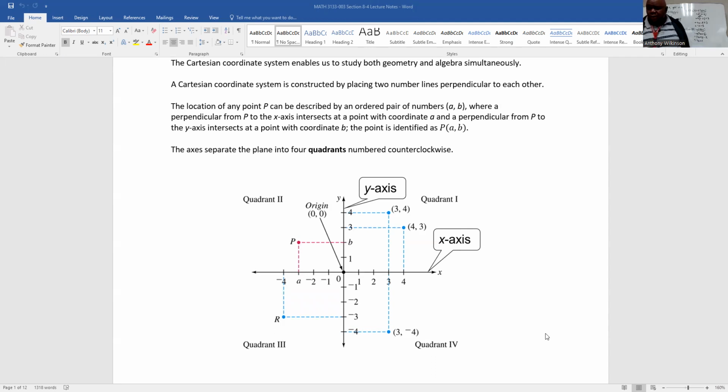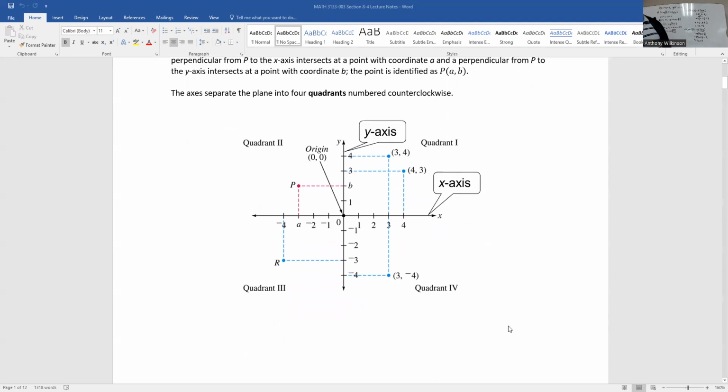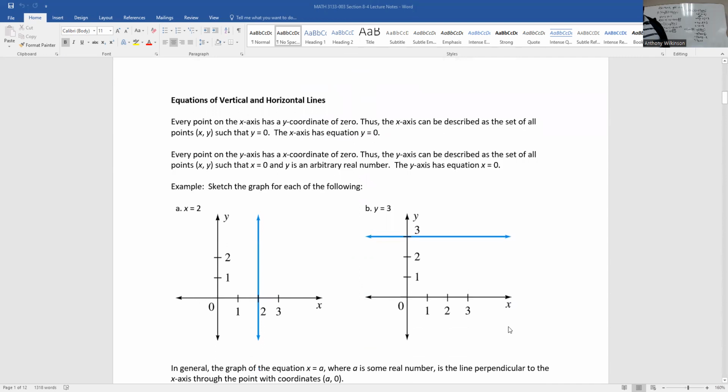Okay. Questions about the coordinate plane? Okay. All right, take a look. Well, let's look at equations of vertical and horizontal lines.